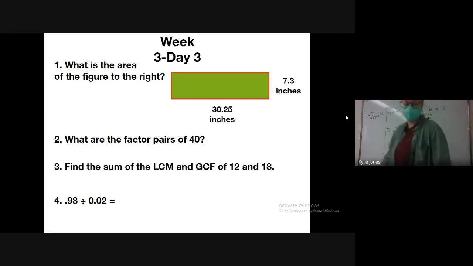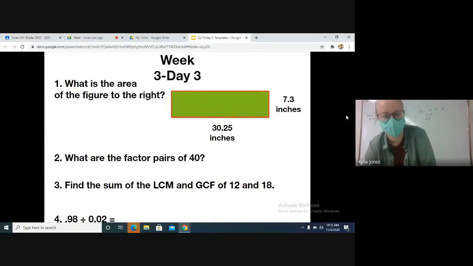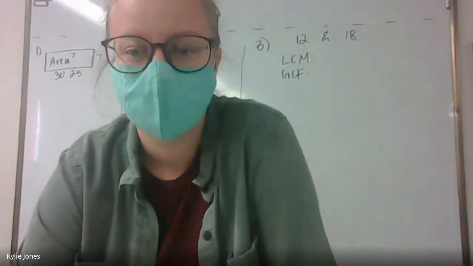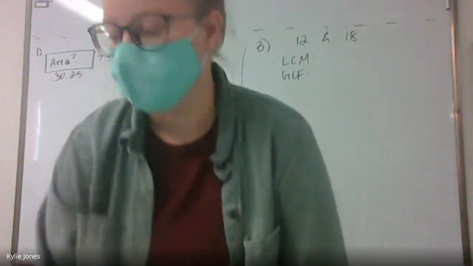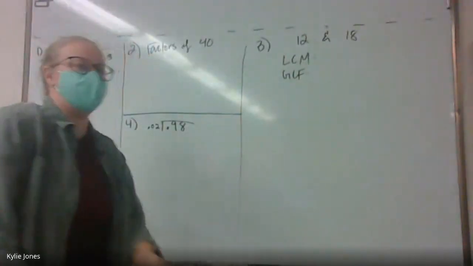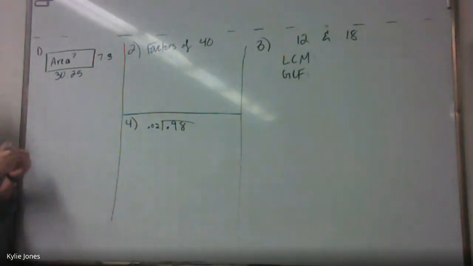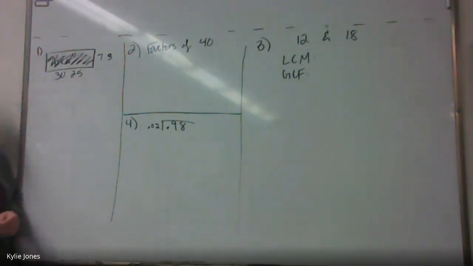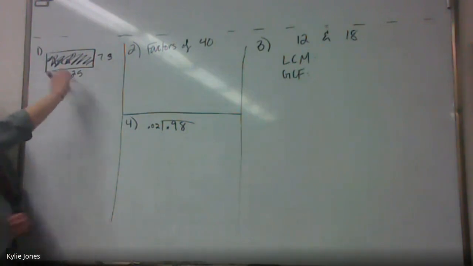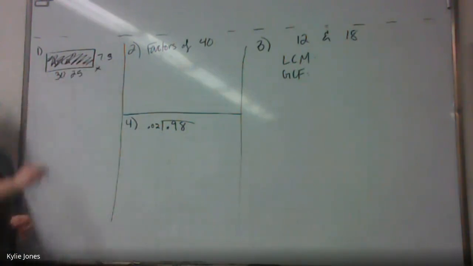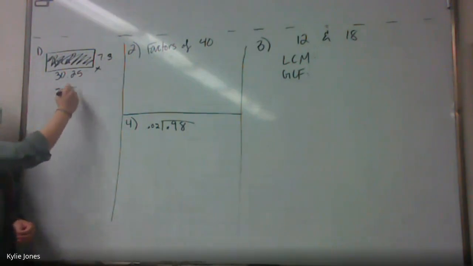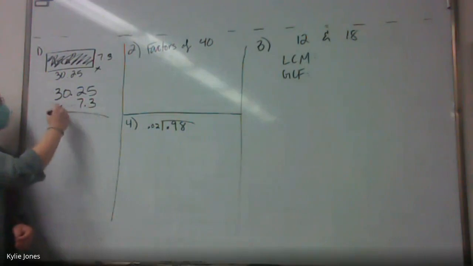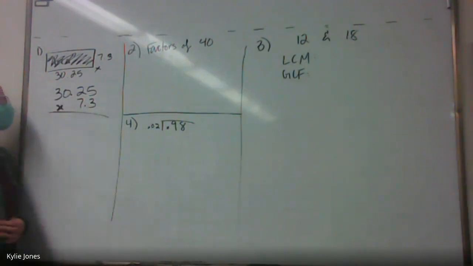Okay, let's go ahead and go over these so we can get going on some math today. All right, so number 1, we are finding the area of a rectangle, which means that we're figuring out how much space this rectangle takes up. You're going to take 30.25 and multiply it by 7 3/10. So 30.2500 times 7 3/10. So we need to do that multiplication.